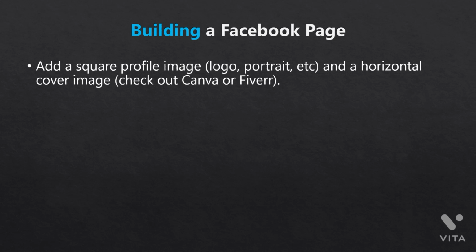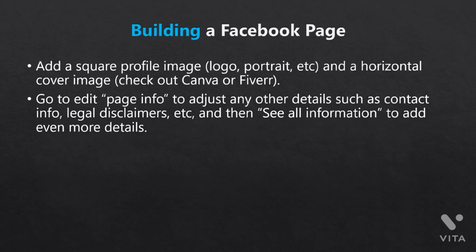Once that's done, you'll want to add a horizontal cover image. If you don't have a horizontal image to use for your cover, you can either create one yourself via a tool like Canva, or you can pay someone on Fiverr to make it for you. Next, go to Edit Your Page Info to adjust your page details.